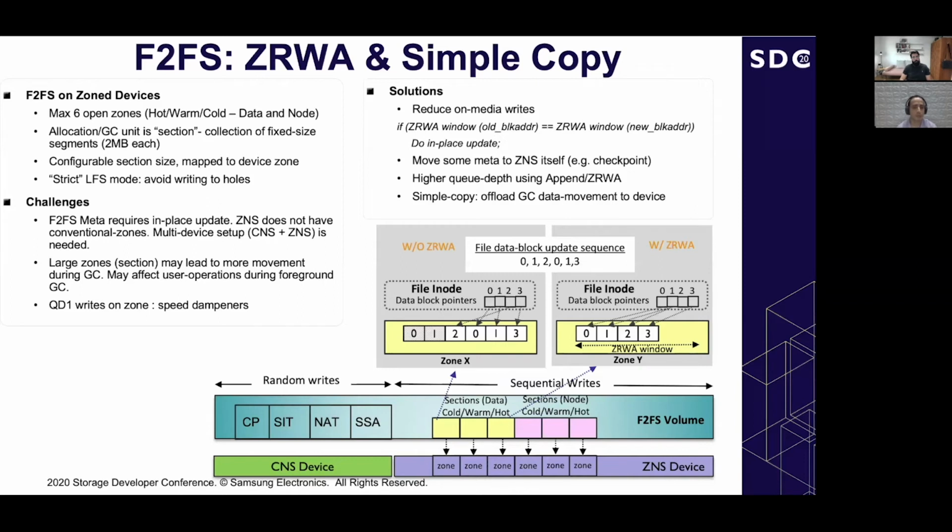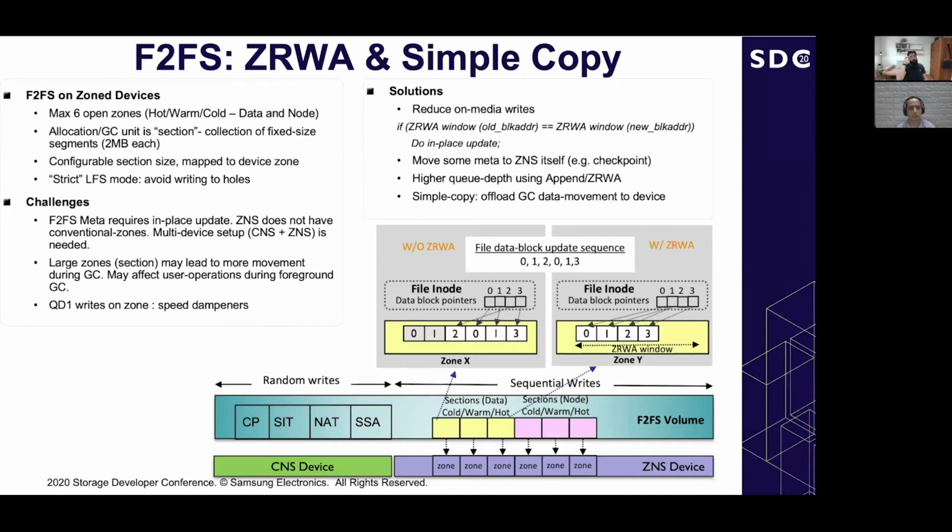So how can we go about solving some of the problems? Some of the metadata which gets updated frequently, such as the checkpoint, can be created out of the GNS itself, given that GRWA allows in-place update. The higher QD can be obtained by using append or GRWA. And simple copy is going to help in offloading the GC data movement to the device. And by using the GRWA in-place update, some of the writes on the flash media can be avoided.